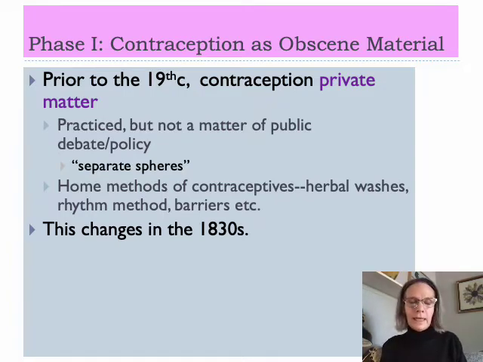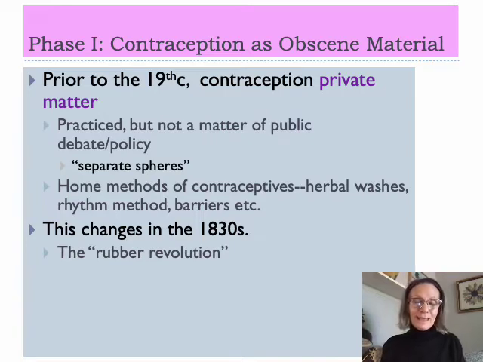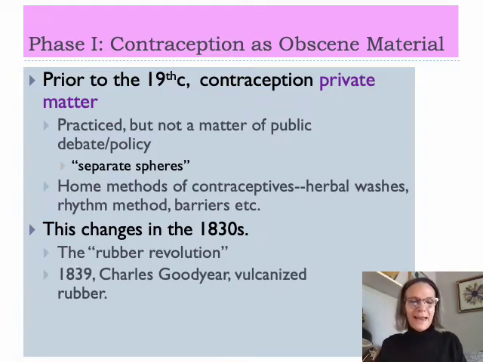This changes in the 1830s, okay? At the beginning part of the 19th century, there's growing concern about the access and distribution of contraceptives. And this is in part due to what was known as the rubber revolution, which has a double meaning, in that condoms are sometimes referred to as rubber. They're not made out of rubber anymore, unless latex is rubber. Maybe it is. I'm not sure.